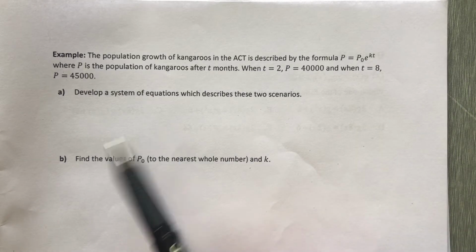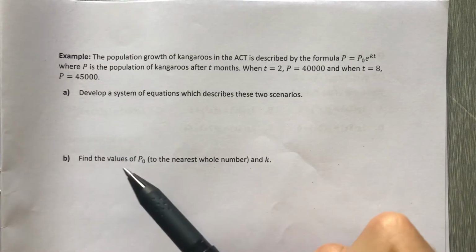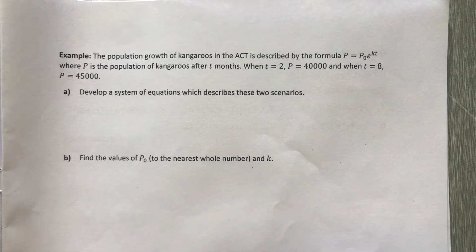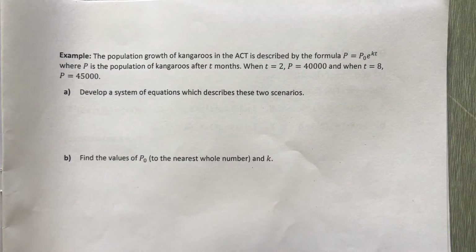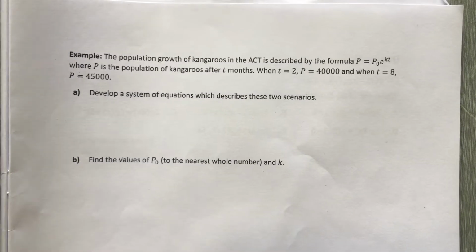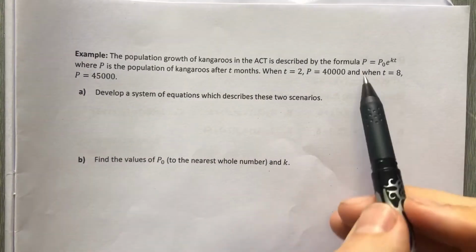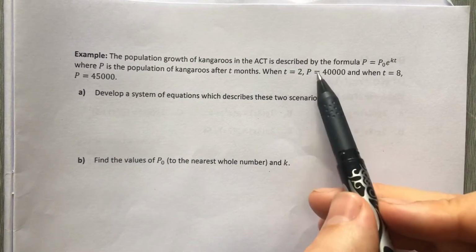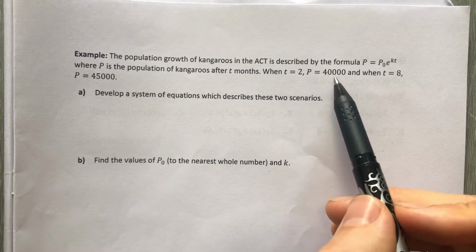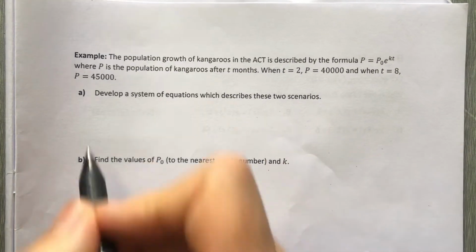Now this one's kind of scaffolding us. If we're ever asked this question, we might not necessarily be asked to do A, but I've put that in there just to break it up a little bit so we know the steps and what we actually need to do. Alright, so we have this rule here, and we've pretty much been given 2 points. So we just want to sub both of these ones in. So when T is 2, P is 40,000, I'm going to sub it into there.